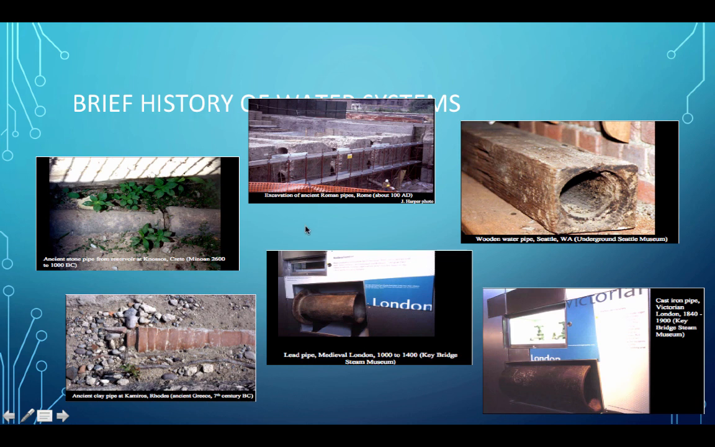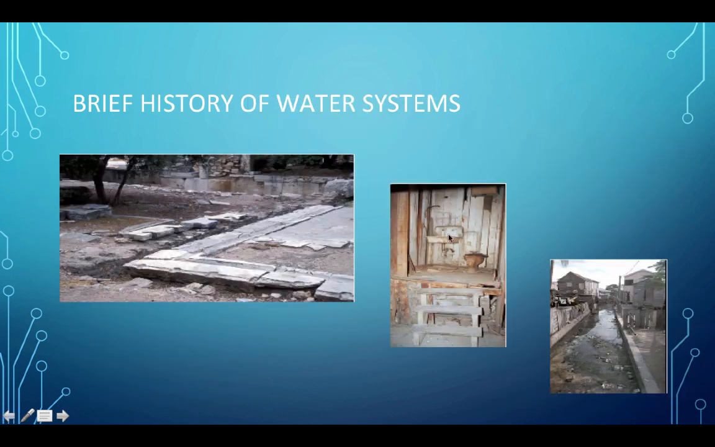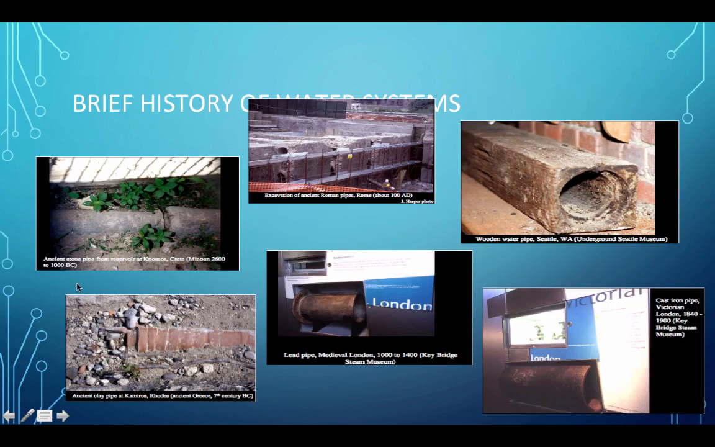Moving along in our water system design, we look at that's a water use system. We're using water to support human habitation. Moving along, we can look at some different materials that conduits have been made out of over the centuries.